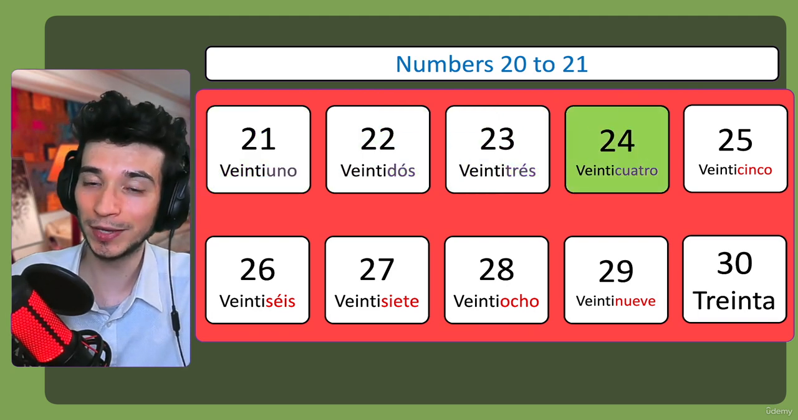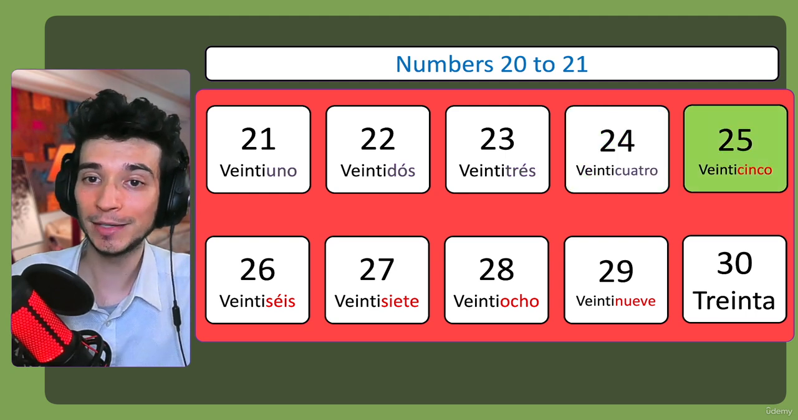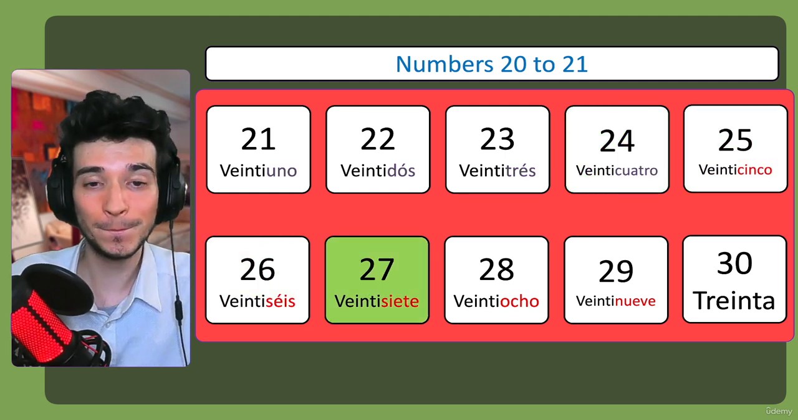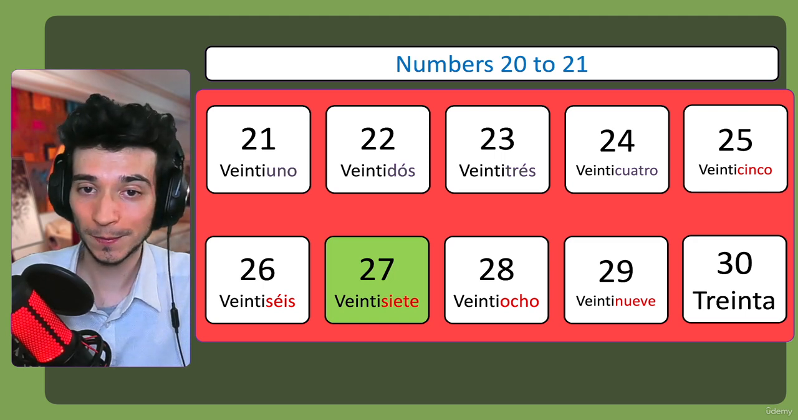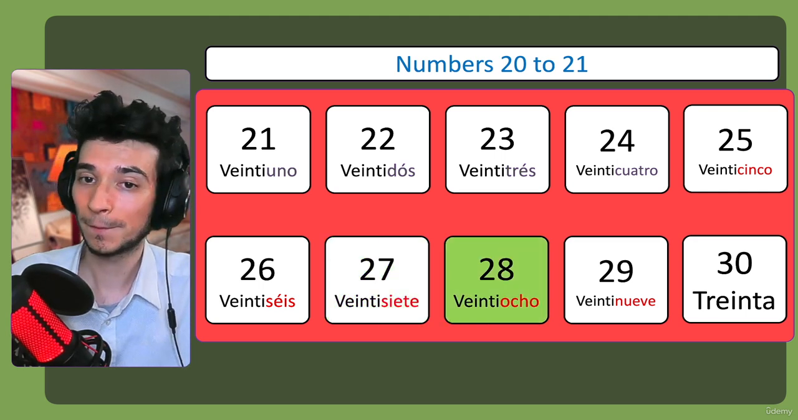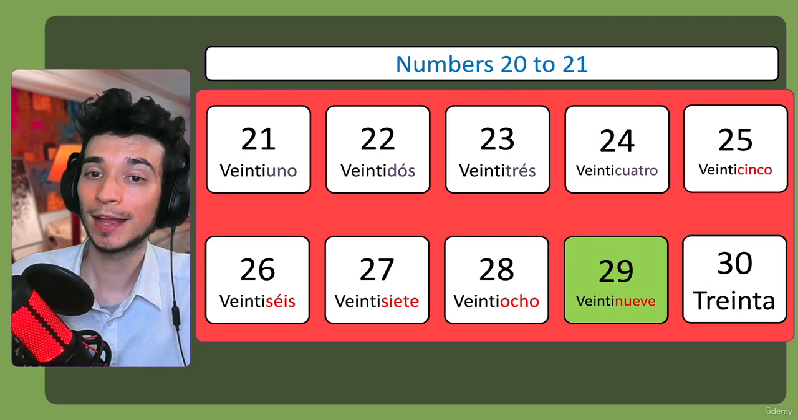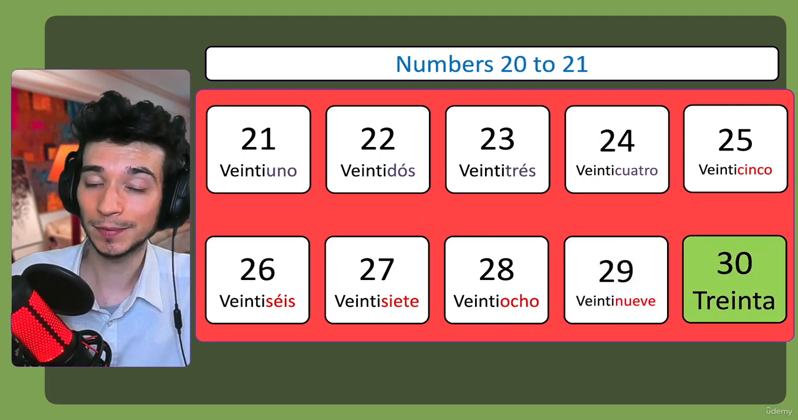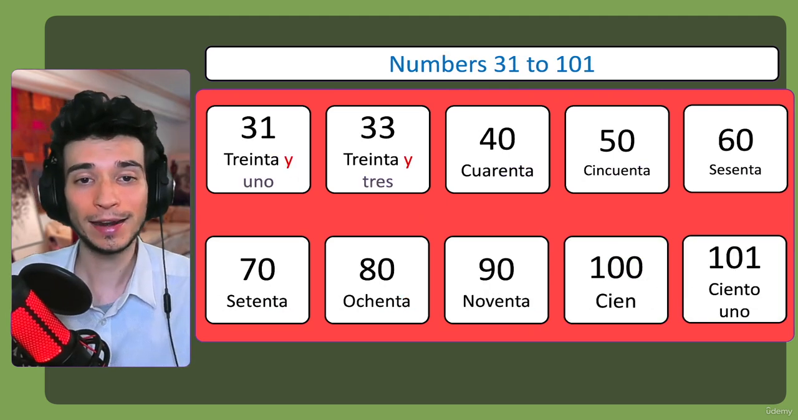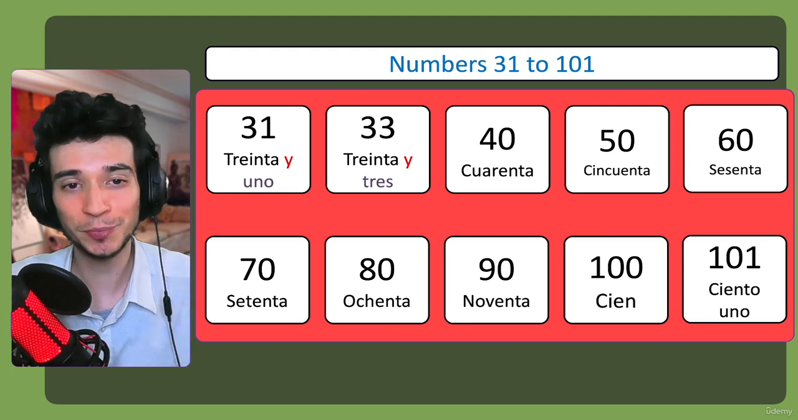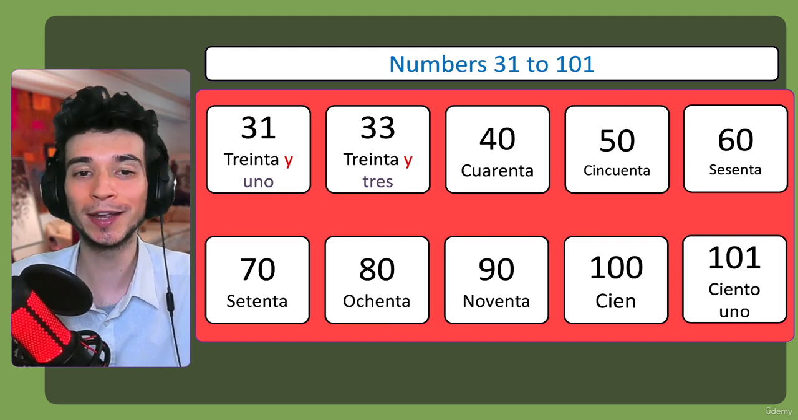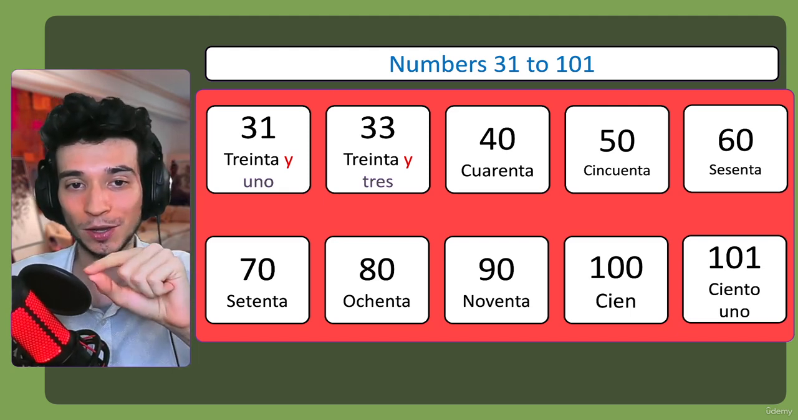23, 24, 25, 26, 27, 28, 29, 30. And after 30 it's actually much simpler now, because you write 30 and 1.